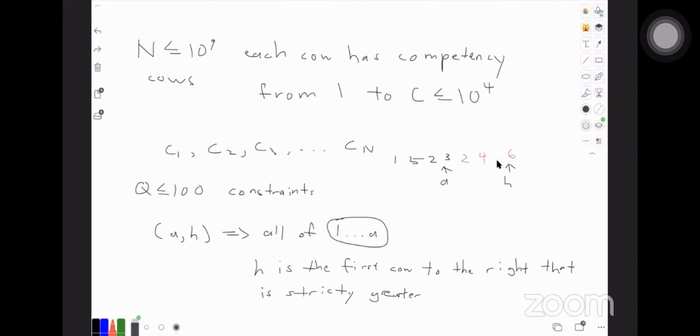But if, for example, this 1 was actually a 7, that would be invalid because 7 is closer from the left, and it's also greater than this entire prefix. So that would not be a valid sequence. Now we are simply asked to count the total number of valid sequences. Since this number could be very large, we are asked to compute it modulo 10 to the 9 plus 7.